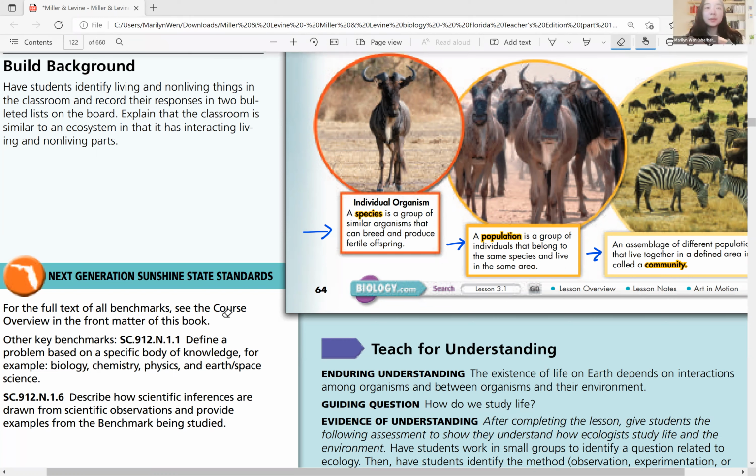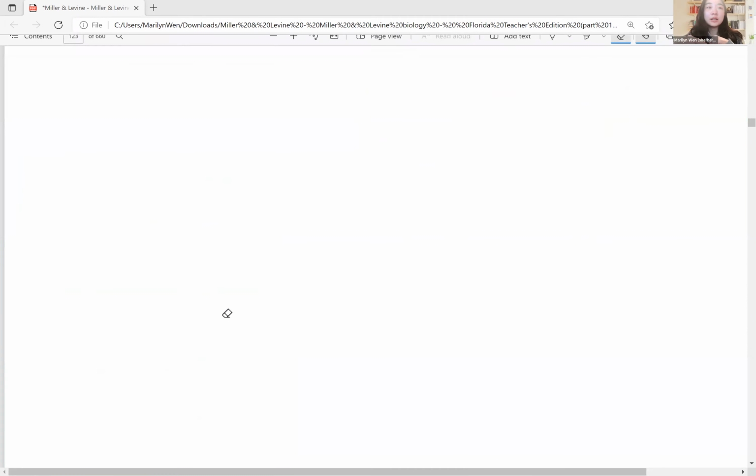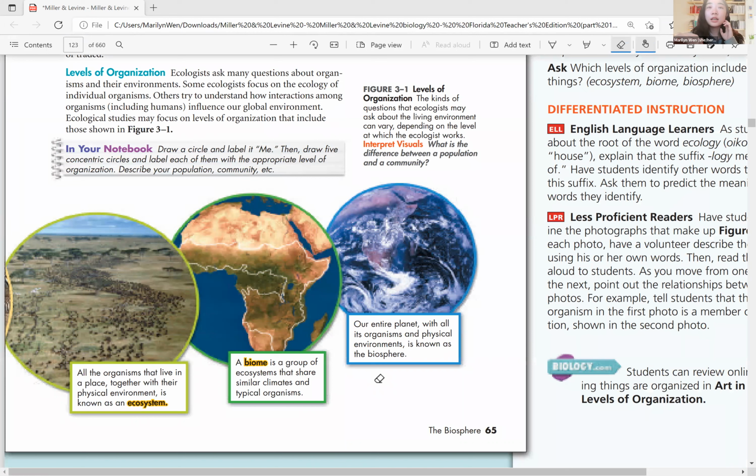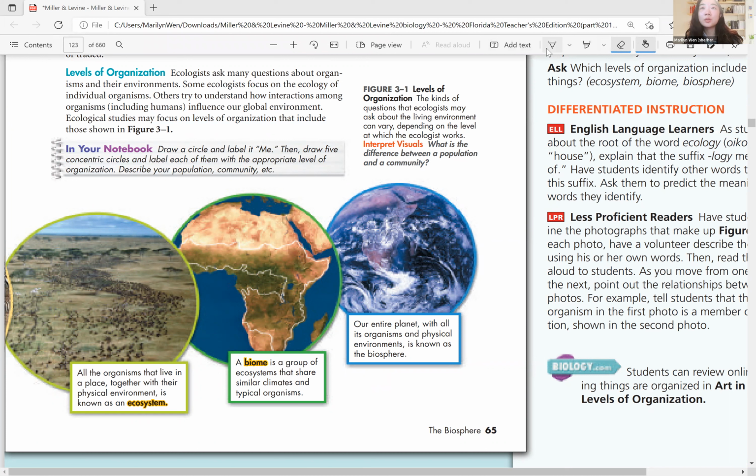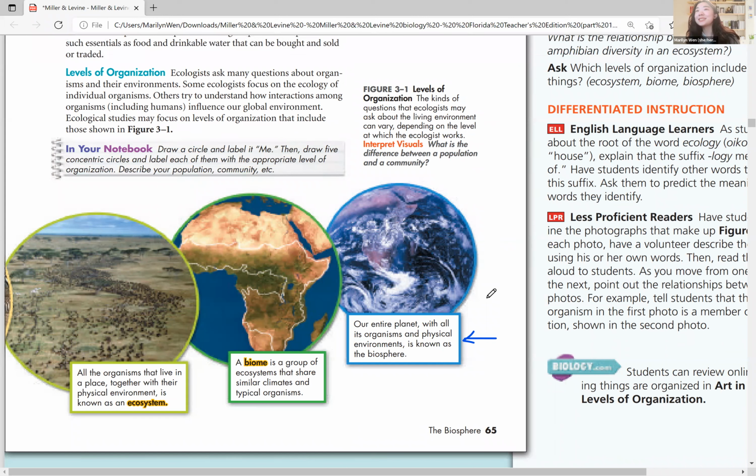Okay, and then you can read this part and try to explain what an ecosystem would be and what a biome would be. And also, when you're reading the last one, we have already learned a vocabulary that's associated with the last one. Just try to tell me what it is.